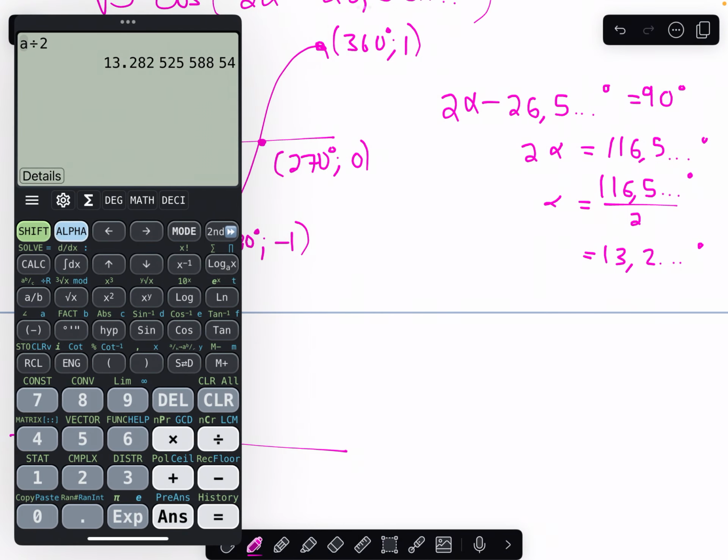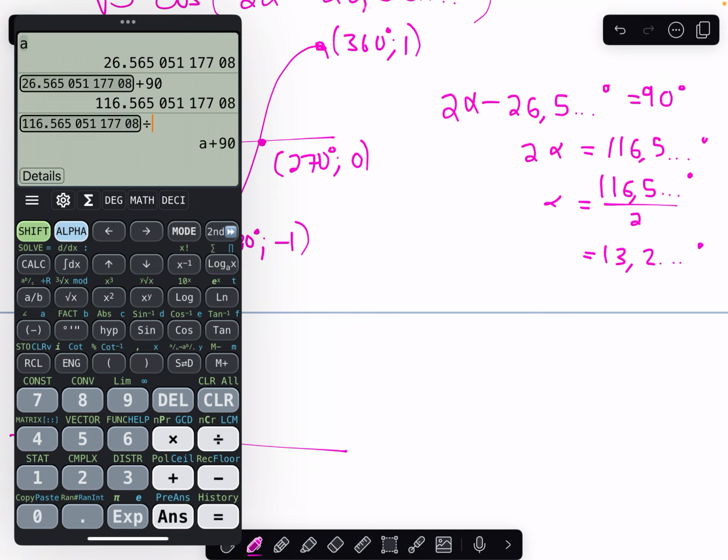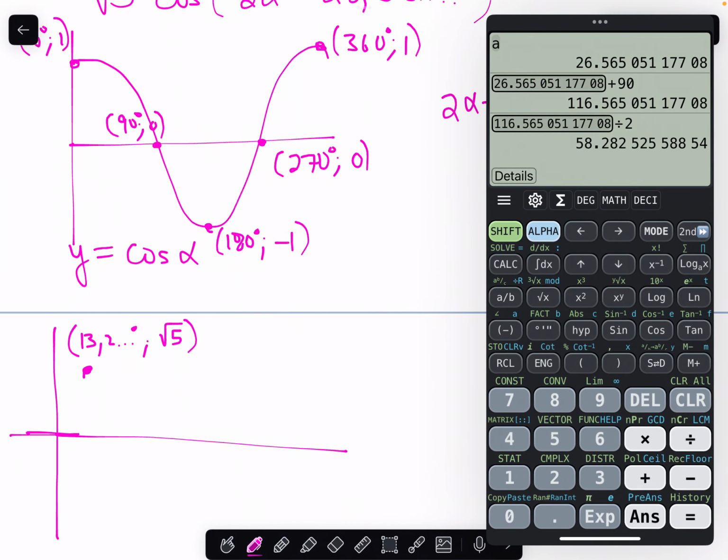Okay, so that's gonna be alpha plus 90 divided by 2. So that's going to be 58,2 whatever. Okay, and the y coordinate will still be 0. Okay, and then from here it's pretty clear what's going on.